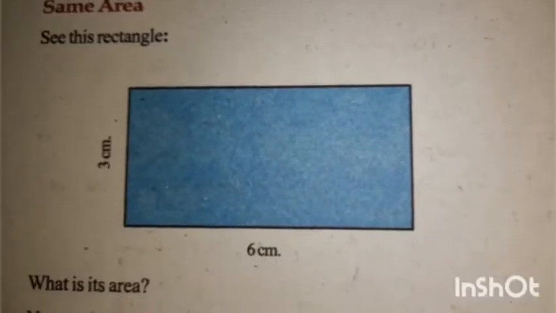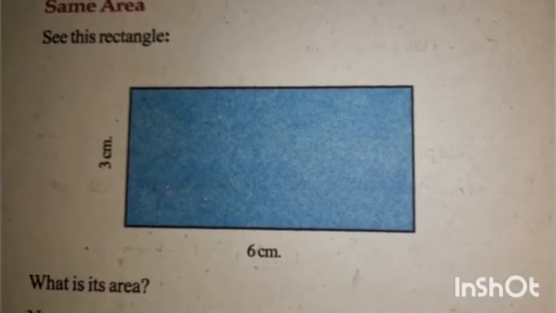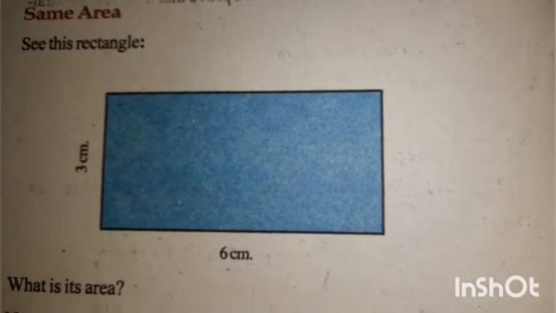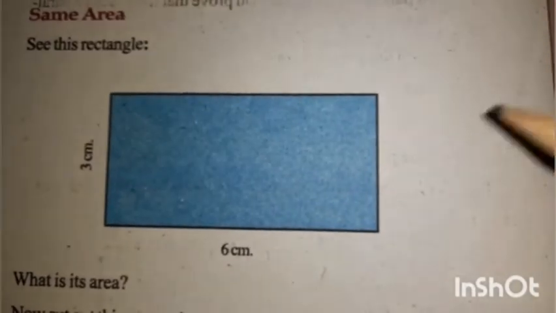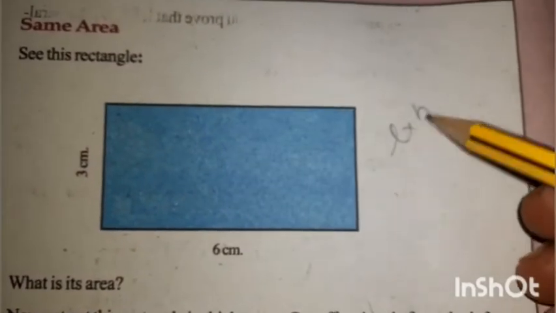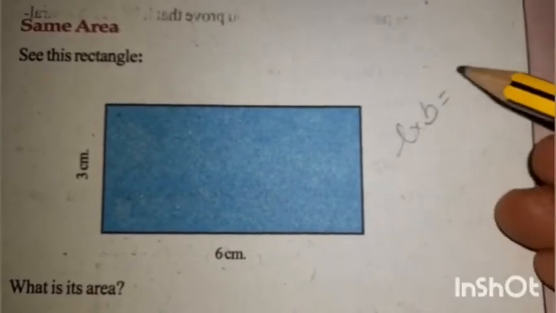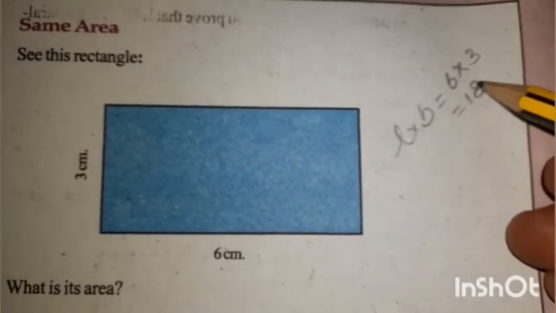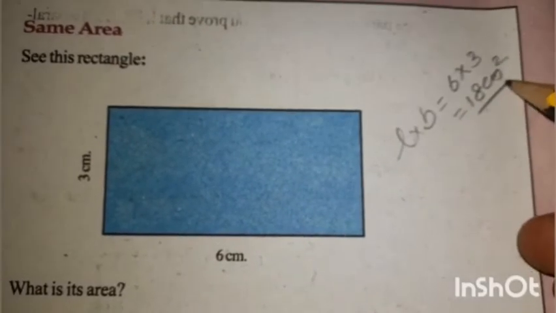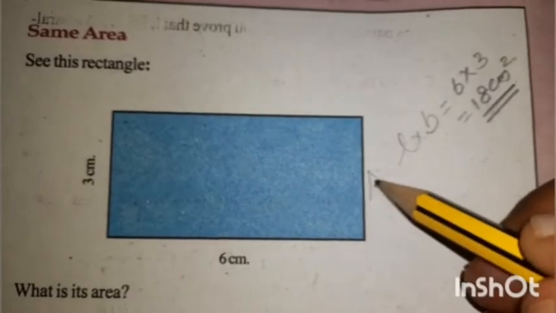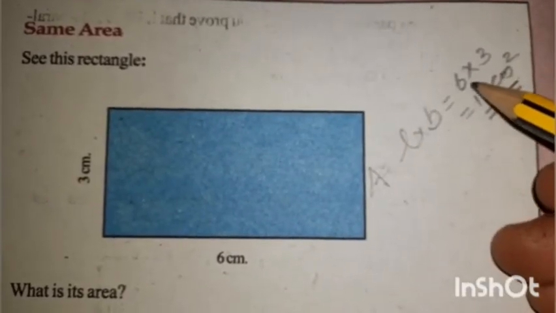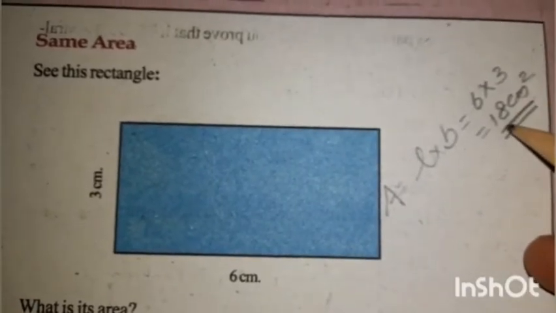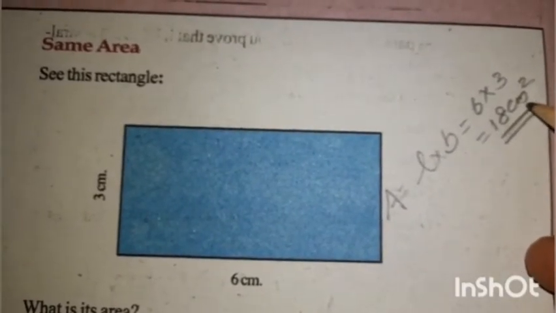You can see the rectangle of length 6 centimeter and breadth 3 centimeter. So what is the area of this rectangle? Area of a rectangle is L into B. Length is 6 centimeter and breadth is 3 centimeter, so you will get an area of 18 centimeter square. So the area of the rectangle is L into B, that is 6 into 3, and you are getting an area of 18 centimeter square.